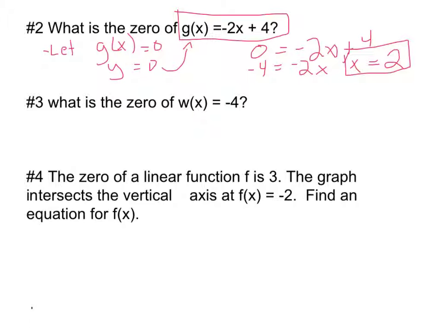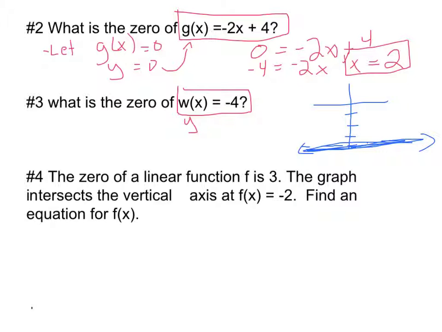Okay, what is the 0 of w of x equals negative 4? Well, first off, you're going to ask yourself what that even looks like. W of x equals negative 4, so it's just a constant. This really just means y. I think Mr. Williams said that constant functions always are horizontal lines, and this one would be horizontal at y equal negative 4. Okay, so we sketch the graph.